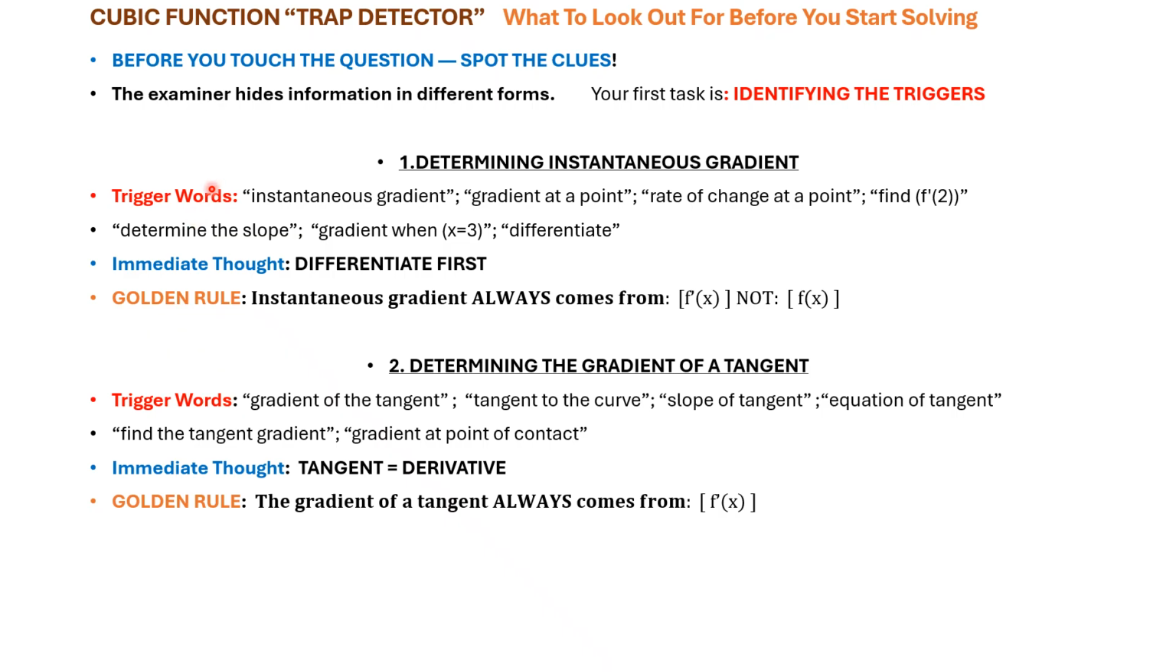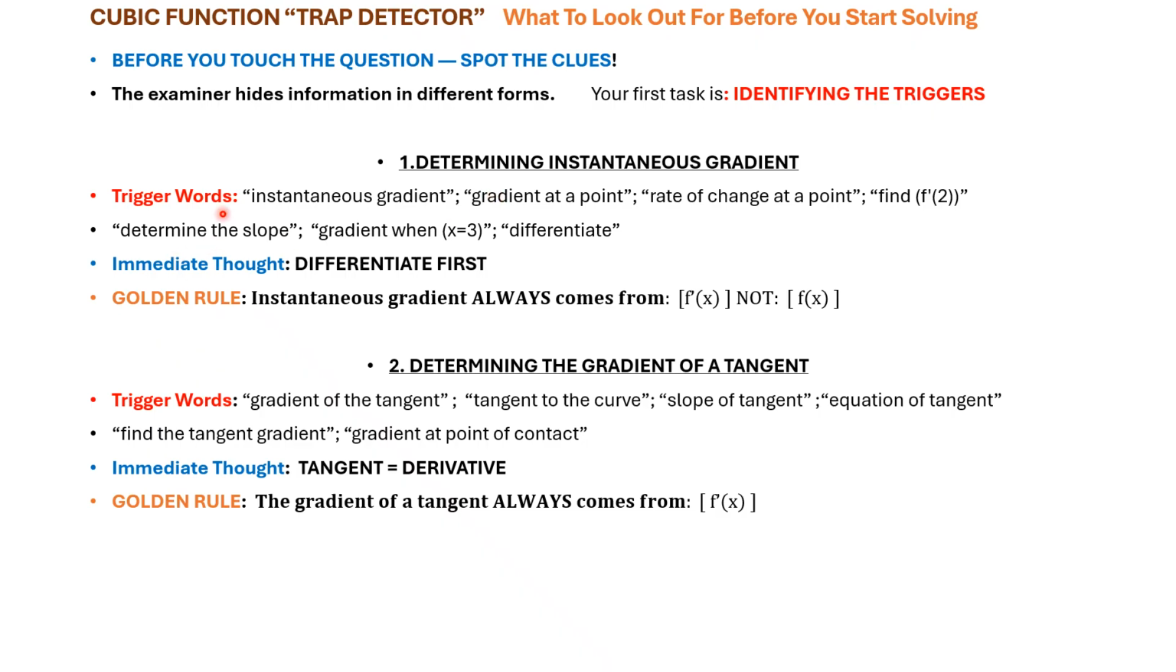This question can have the following trigger words. It can use instantaneous gradient. It can also say gradient at a point. When I say rate of change at a point, I'm also referring to instantaneous gradient. I can say find f prime 2, meaning substitute 2 in the first derivative. Determine the slope, which is also gradient. And the gradient when x equals 3, differentiate. So all these specific words refer back to the same procedure.